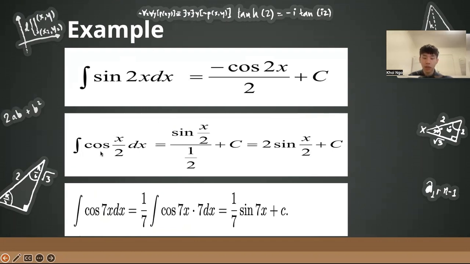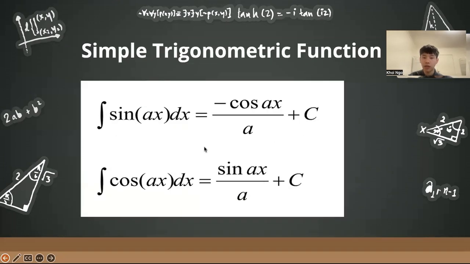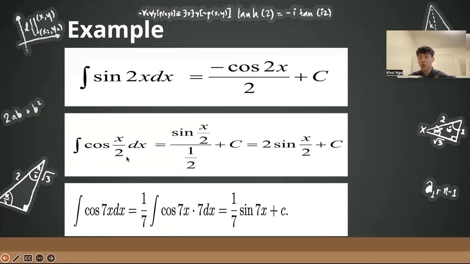Then let's keep going with the next example. Antiderivative of cos x on 2 dx. Let's go back to the formula: the antiderivative of cos ax dx equals sin ax over a plus c. In this case, what should be the value of a? A would be a half.